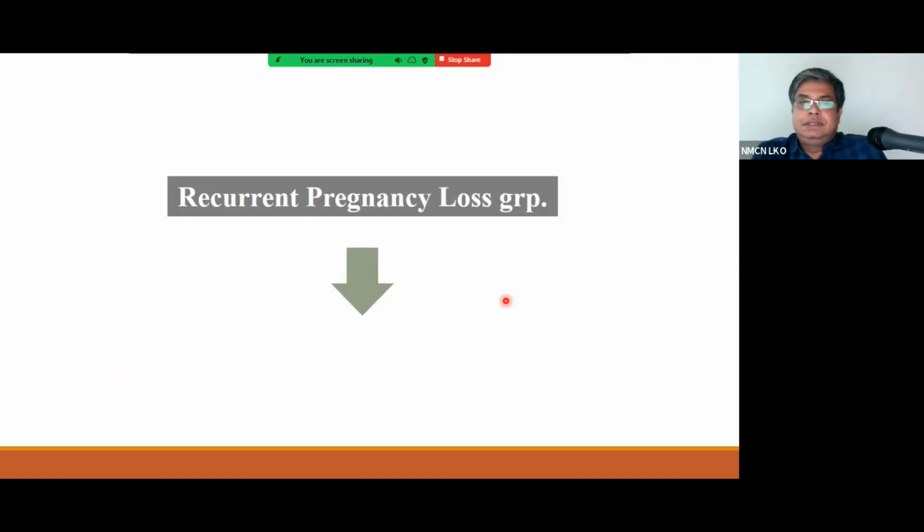Coming to this next group of patients, those with recurrent pregnancy loss. These patients primarily presented to gastroenterology OPD, but they already had multiple episodes of first trimester pregnancy losses in preceding years. So we considered them in a separate group.